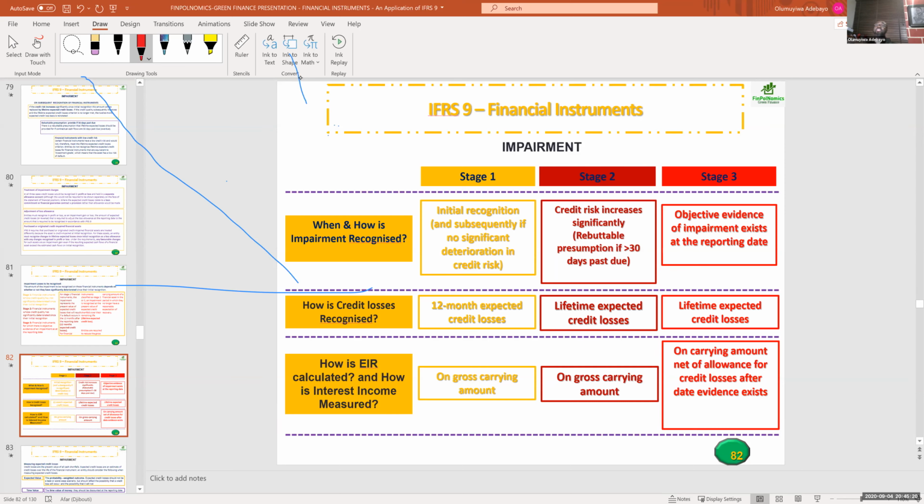gross amount. And what is the net amount? The net amount is the original carrying amount as if there was no impairment, less the allowance for impairment that was already recognized prior to today. And that is what it means. And this process is what we call the general approach to obtaining expected credit loss for financial assets.